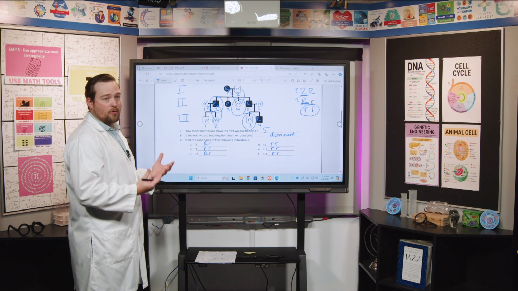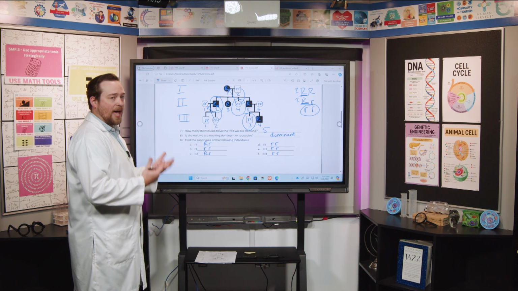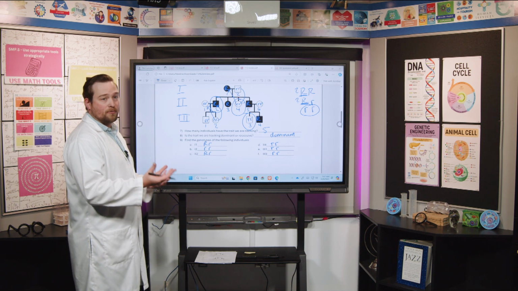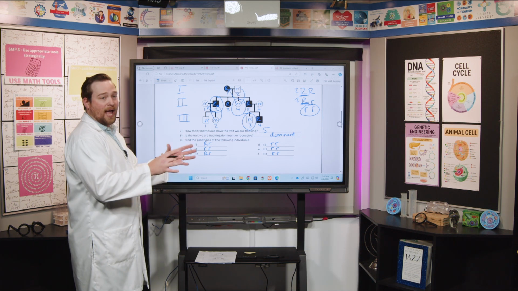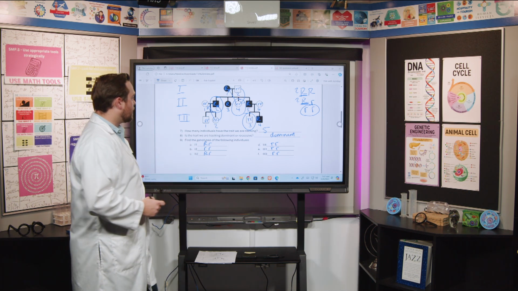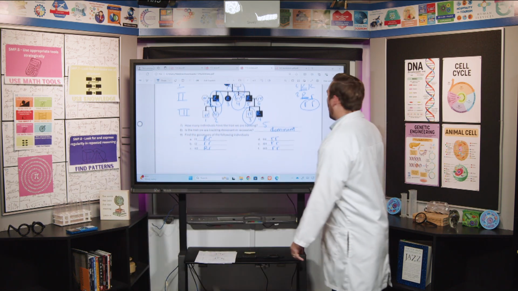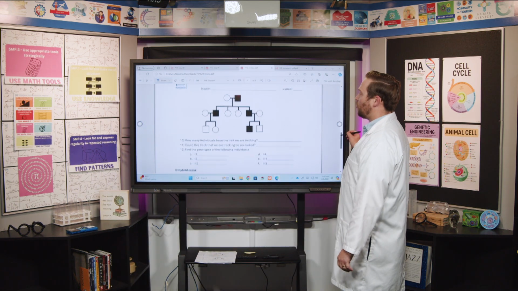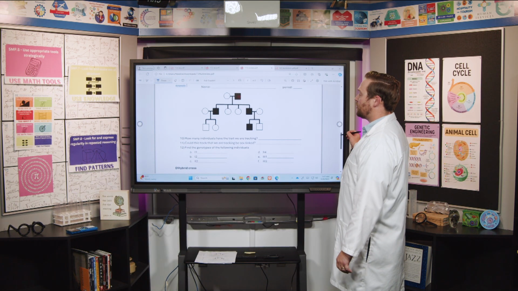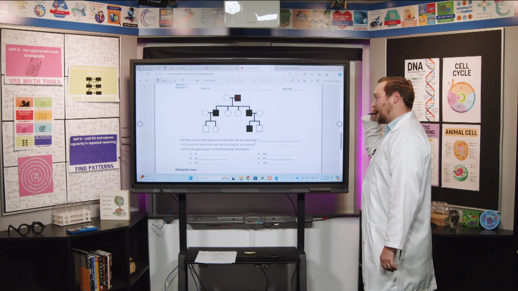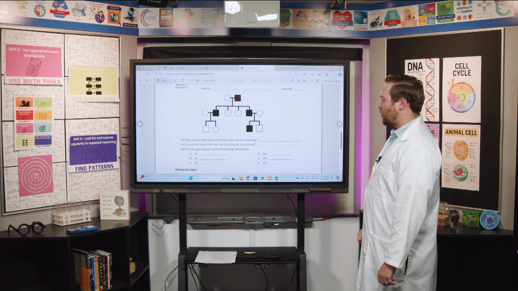So you really just got to remember half of your DNA comes from mom, half comes from dad. They can only have one allele, and that can help narrow down what the genotypes are. All right, so I've got one more pedigree, and then we're going to do that dihybrid cross. Okay, so let's look at what's going on here.